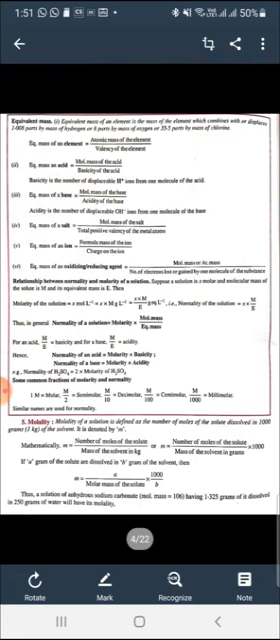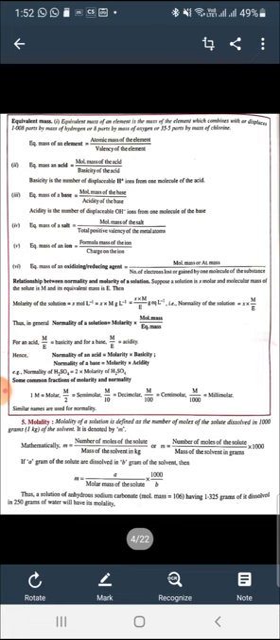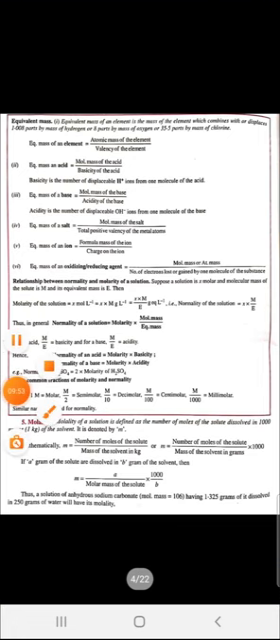Next term is molality. Molality is number of moles of solute upon mass of solvent in kilogram. Here number of moles of solute, as you know, is given mass upon molecular mass, and in the denominator there is the mass of solvent in kilogram. If present in grams, then multiply it with 1000. So molality is done. We can take an example.